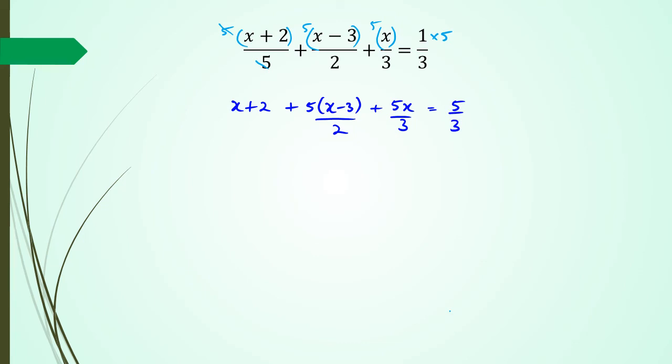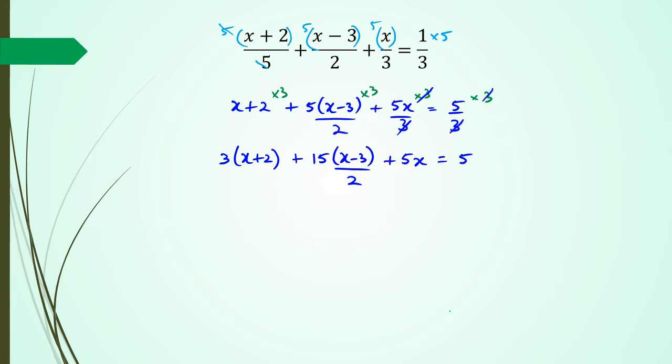Now, because I've got two 3's, I'm actually going to try and get rid of the 3's first. So I'm going to multiply everything by 3. And when I do that, going back to here, I've got 3 multiplied by x plus 2, plus 5 times 3 is 15, so I've got 15 times x minus 3 over 2. Two 3's cancel out, and I'm left over with 5x. Two 3's cancel out, and I'm left with just 5.